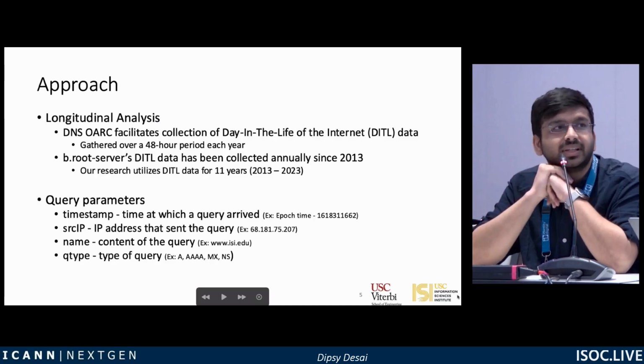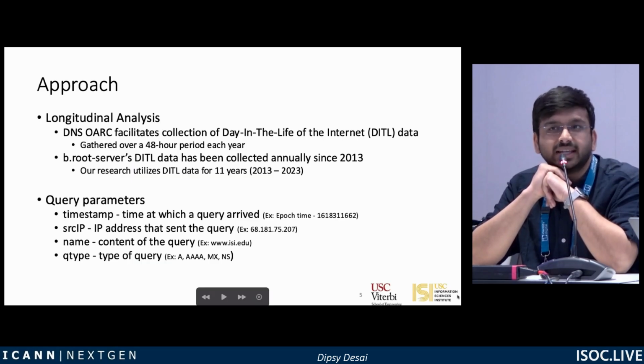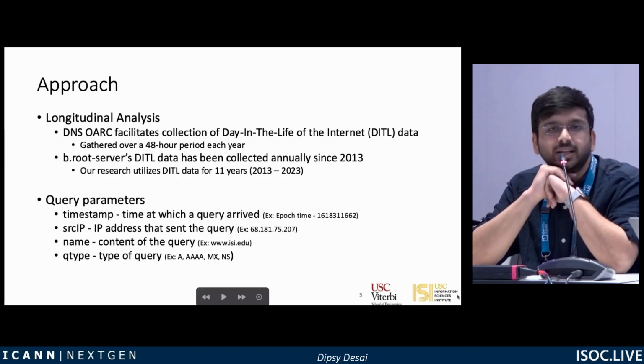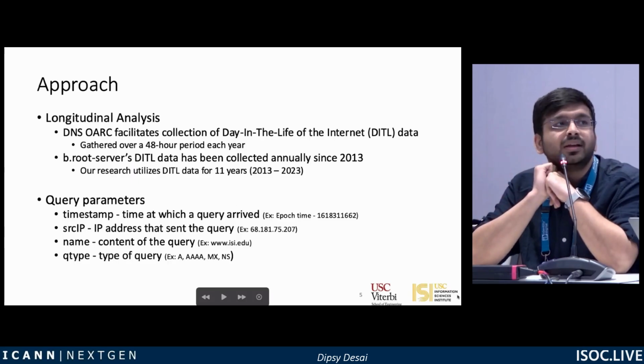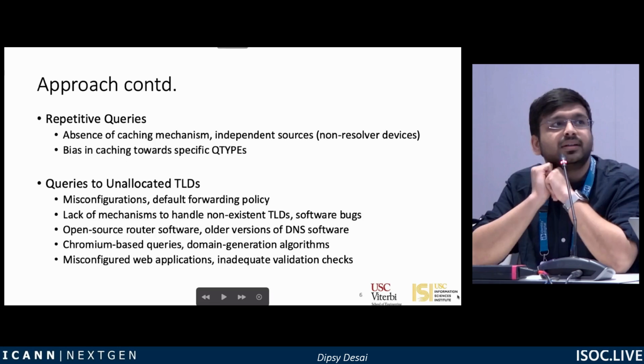The data set itself contains, I think, 35 different parameters, but for our research, we pick these 4 parameters that we can see here to understand what kind of queries come in. First one is the timestamp, that is the time at which a query arrived. This time is measured in epoch time, which is seconds that have elapsed since 1970. The second parameter is the source IP address, which is the IP address of the source that sent the query. The third one is the name, which is the query itself. For example, www.isi.edu or google.com. And the last one is query type. We have different query types, but the most prominent ones I've listed there. The query type A stands for IPv4 address, quad A stands for IPv6 address, the others are mail server and name server.